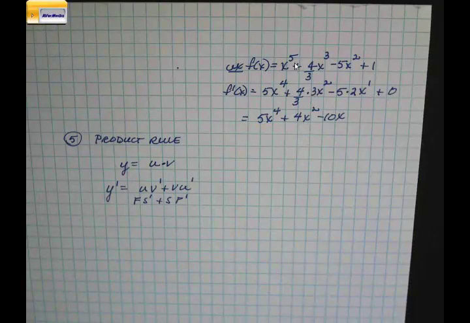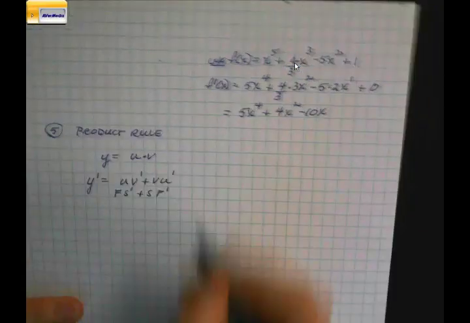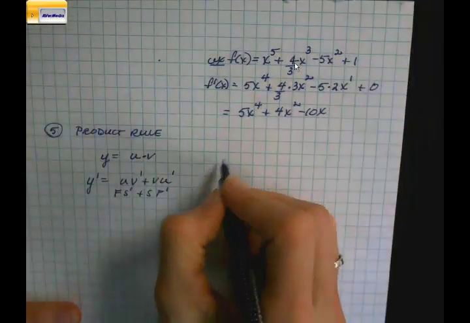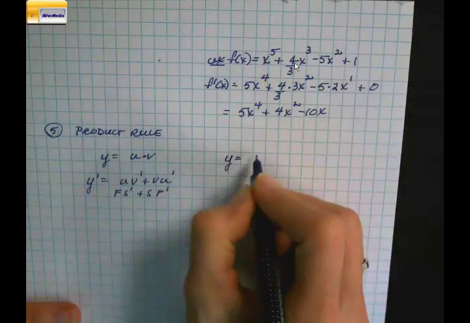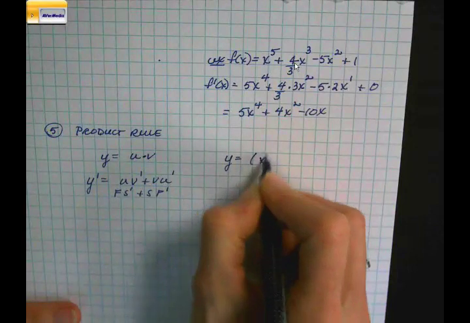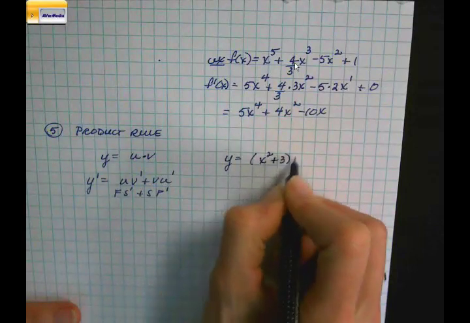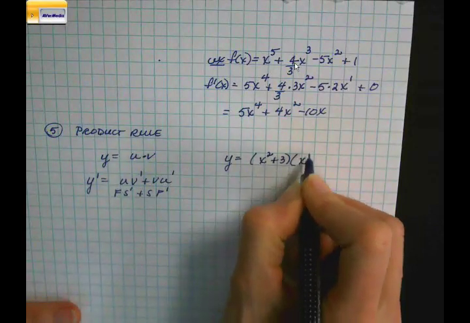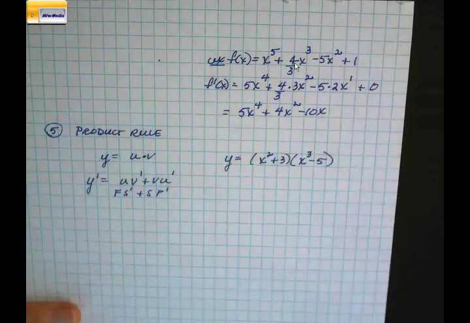The first times the derivative of the second plus the second times the derivative of the first. And it's one of those things you'll remember the rest of your life by the time you've gone through Cal 3, okay? So here is an example. This seems like a difficult example, but maybe not. x squared plus 3 times x cubed minus 5.